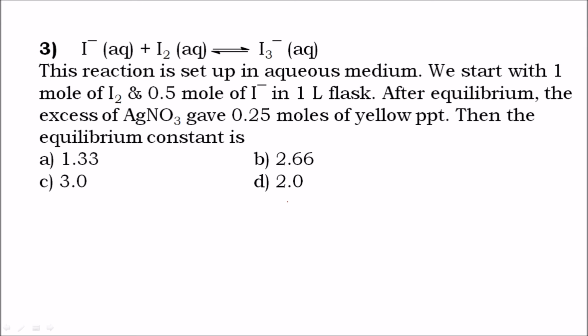The third question is a reaction between the iodide ion and the iodine molecule to form I3 minus. So I minus and I2 are in equilibrium with I3 minus. Let me read the question. This reaction is set up in aqueous medium. We start with 1 mole. The first data given is 1 mole of I2. Sorry, moles is given, 1 mole.